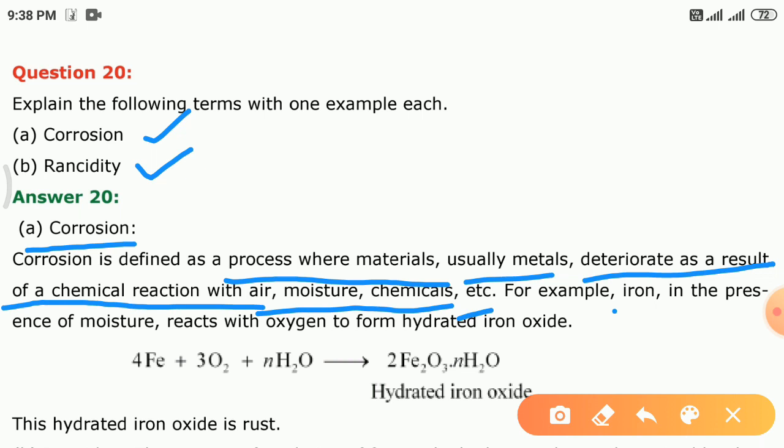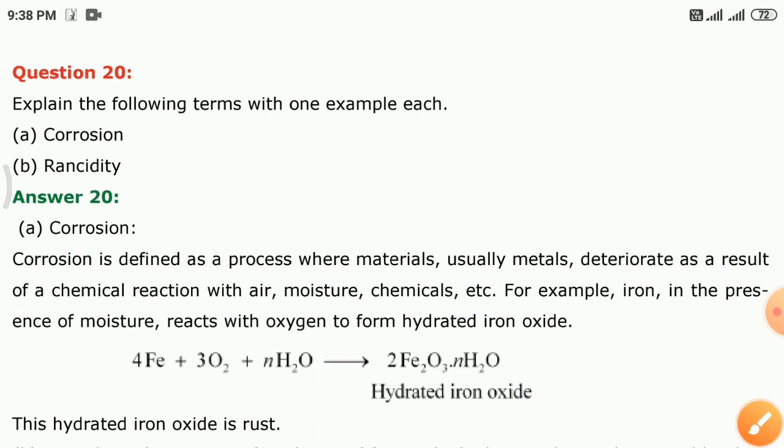For example, iron in the presence of moisture reacts with oxygen to form hydrated iron oxide. The equation we can write here: 4Fe plus 3O2 plus n number of water molecules forms 2Fe2O3.nH2O, that is hydrated iron oxide, and it is the rust. The process is called rusting, and also corrosion we can say. This hydrated iron oxide is rust.